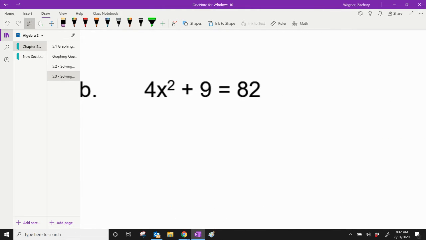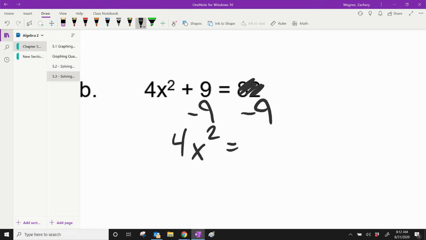Boom. This example, we notice we still want to isolate my x squared term, but now there's a coefficient, right? 82 minus 9. Ooh, let's make this a nicer number. Let's pretend that was 81, just for the sake of this example. 81 minus 9 is going to give us a grand total of 72.